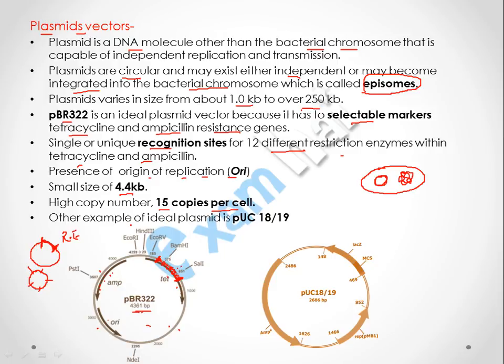So the other ideal plasmid is pUC18/19. So pBR322 is the vector which fulfills all the criteria which are needed for an ideal vector. Okay, so these are all the criteria which are needed for an ideal vector for gene cloning.